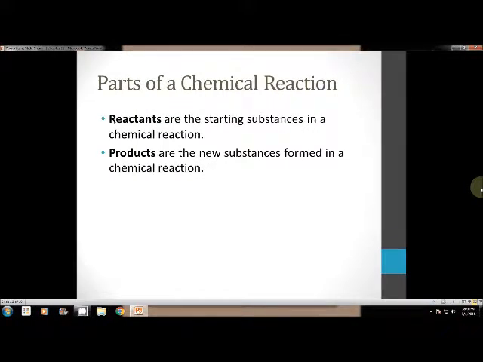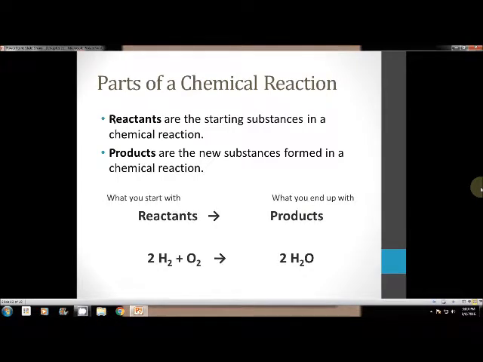We have chemical reactions with these chemical changes occurring, and we have a couple words that you need to know for the whole entire year, okay? Don't forget this. Reactants are the starting substances in a chemical reaction, and products are the new substances formed. So when we write a chemical reaction, what you start with are the reactants. And notice how the reactants are on the left side of the arrow. So make a big note about that because you're going to have to fill this in on the test. I'm not going to give you any hints. Reactants are on the left side of the arrow.